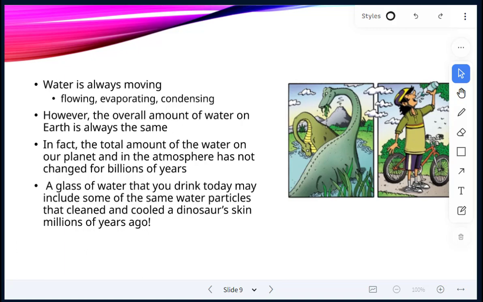So water is always moving, it's always flowing, evaporating, condensing. However, the overall amount of water on Earth will always be the same. So in fact, the total amount of water on our planet and in our atmosphere has not changed for billions of years. So think of that glass of water that you're drinking today. It may include some of the water particles that cleaned and cooled down a dinosaur's skin millions of years ago, right? And that's all because of the water. It's always cycling.